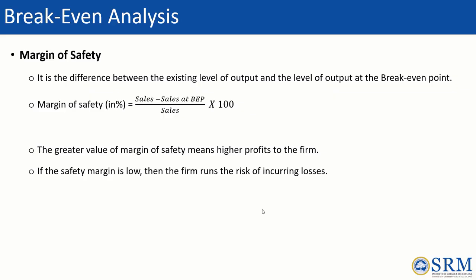Next, margin of safety. Margin of safety measures how much current sales exceed the break-even sales level. A higher margin of safety indicates lower financial risk and higher profitability. Conversely, a low margin of safety indicates that the company is operating close to the loss region. So margin of safety in percentage is represented by sales minus sales at break-even point, divided by sales, into 100.